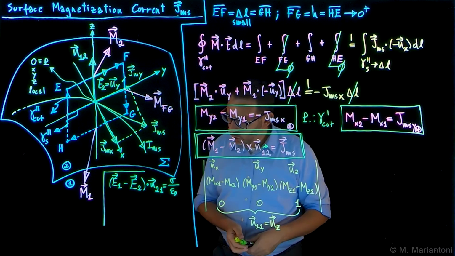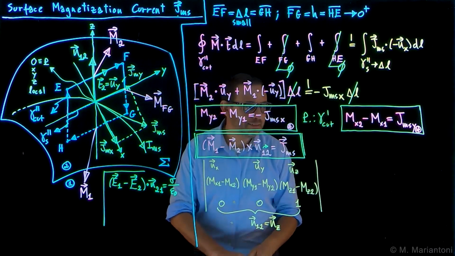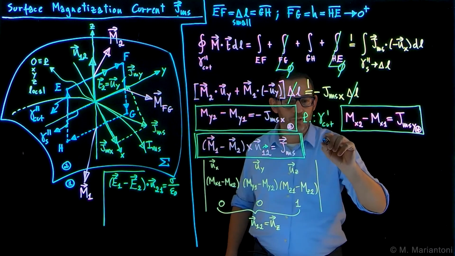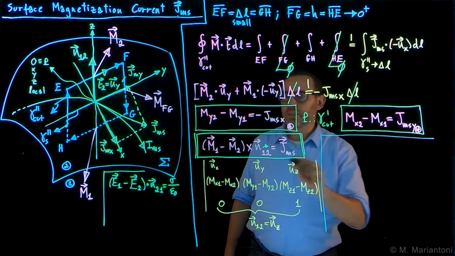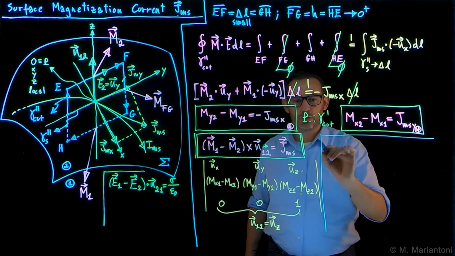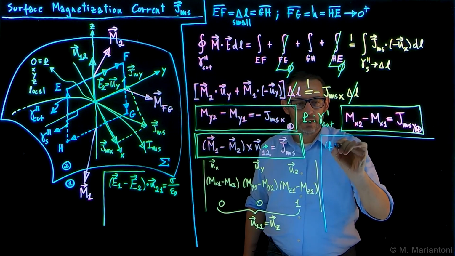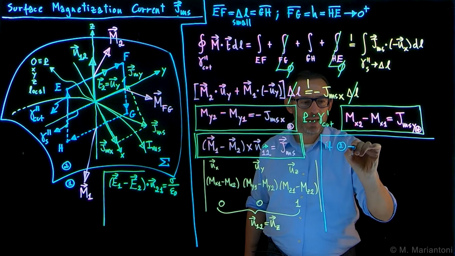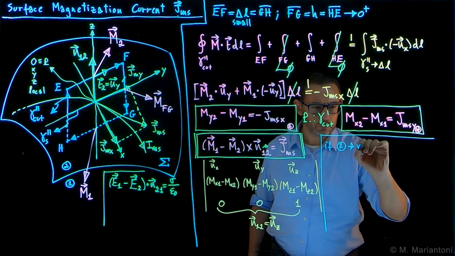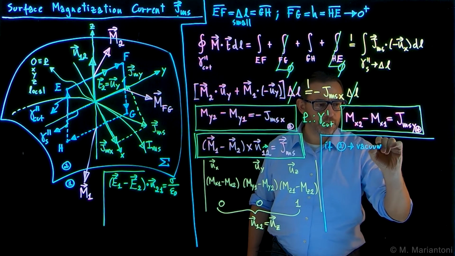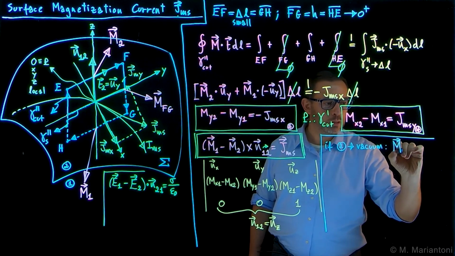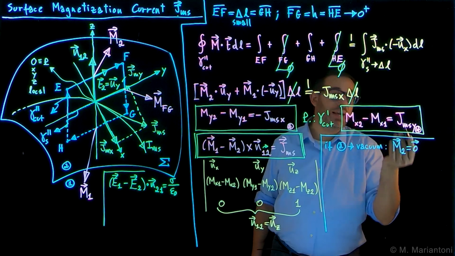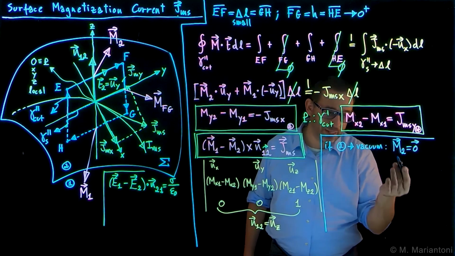Okay, so in conclusion, the last little bit we can discuss here, which is quite important actually, is a special case of this equation here. The special case: suppose that region 2 happens to be vacuum, so we know that vacuum cannot be polarized. This means that M2 has to be equal to 0, obviously, because we cannot polarize vacuum. We cannot magnetize vacuum, okay? We cannot polarize it, we cannot magnetize it.